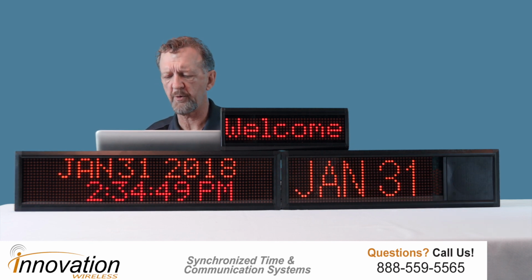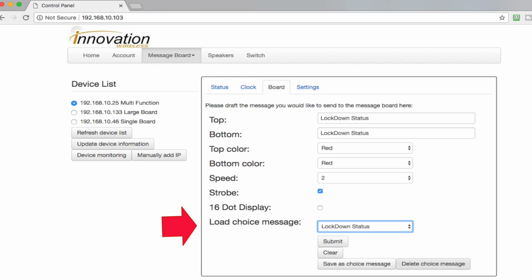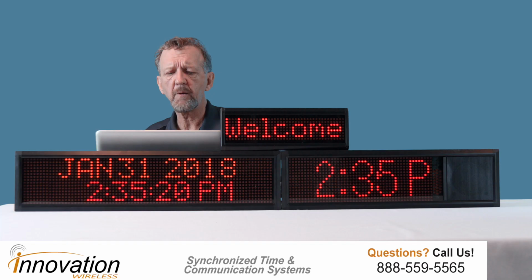You're also able to play choice messages. These are pre-recorded messages. So let's say lockdown is part of your emergency communications. Here you would put in what you want to be displayed as the text. You want the strobe light to go off and the audio for the multifunction. For the large board and the single board, it would be text, different color of the text, and what you want to display. If it was lockdown, it would display lockdown.